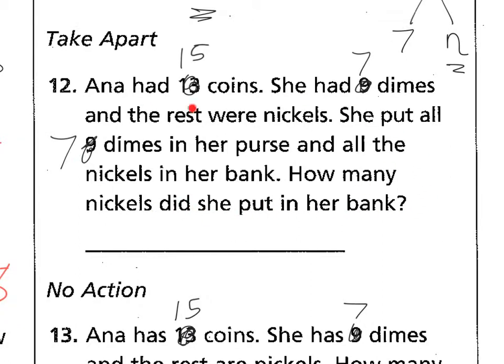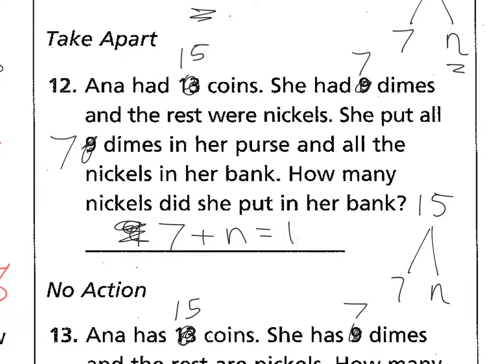There's a lot of information there, but really it's the same situation. They're saying there are a total of 15 coins, 7 of them are dimes, and the rest of them are nickels. So again, I'm getting the same, using the wrong numbers again. 7 dimes plus n nickels is going to give me a total of 15 coins. And I would solve for n.